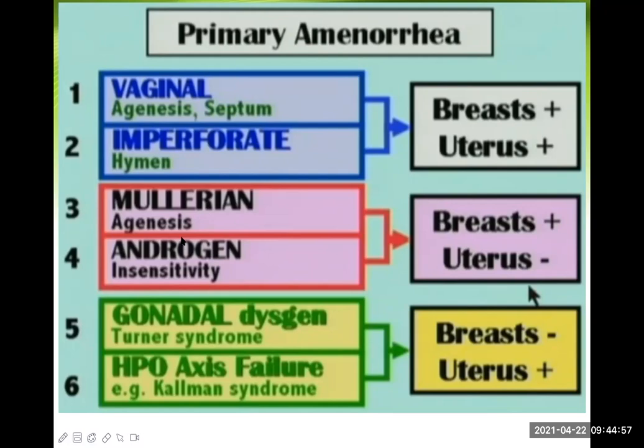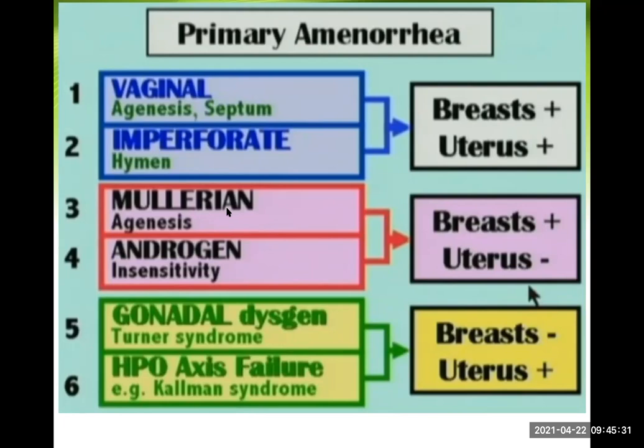Mullerian agenesis and androgen insensitivity, or testicular feminization syndrome: we have presence of the breast but absence of the uterus. Why is the uterus absent here? Anyone? Why is the uterus absent in this case? Yes? Sir, because of Mullerian agenesis. The Mullerian or paramesonephric duct also gives rise to a part of the uterus. So sir, if it's agenesis and it's not built properly, they will be absent of uterus, I believe.